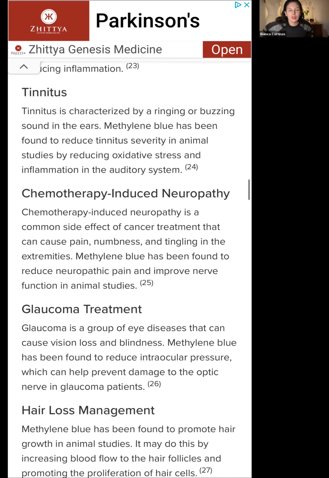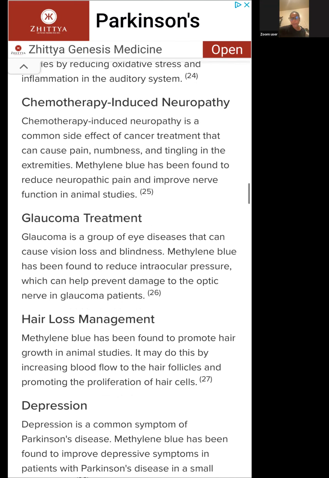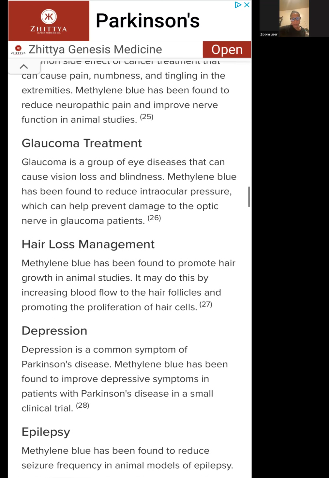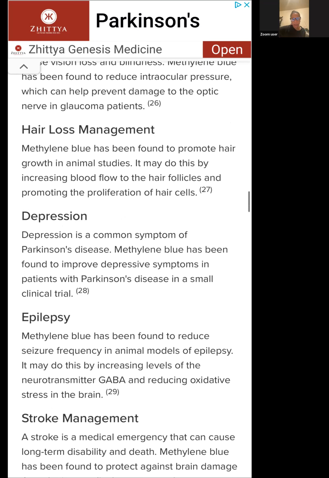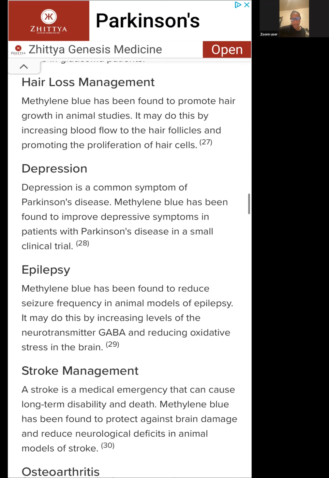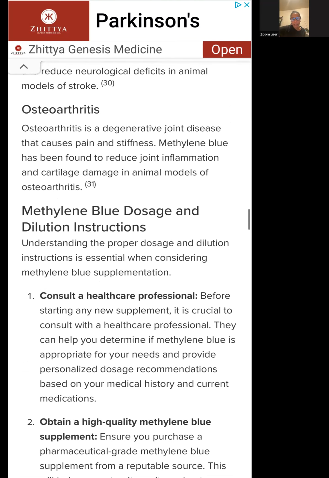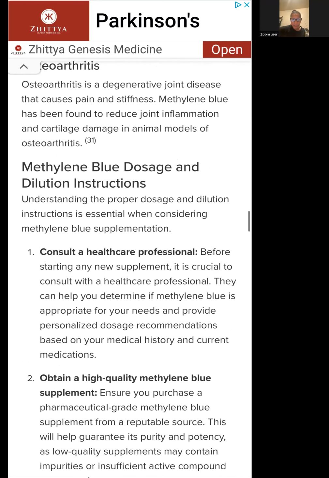tinnitus, chemotherapy-induced neuropathy. I have a friend who just ordered it for his sister who is going through chemotherapy. Glaucoma treatment, hair loss treatment, depression, epilepsy, stroke management, osteoarthritis. I never even heard of this before.